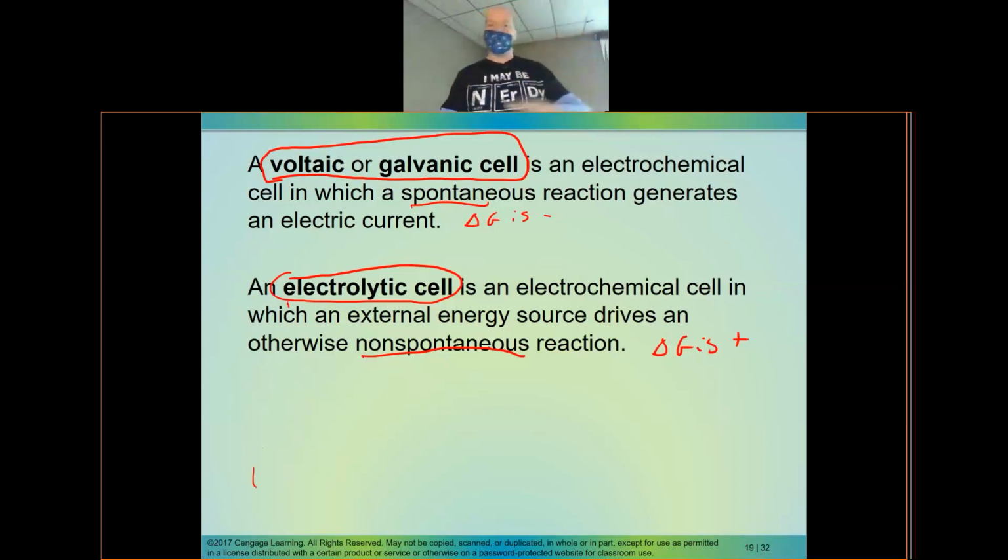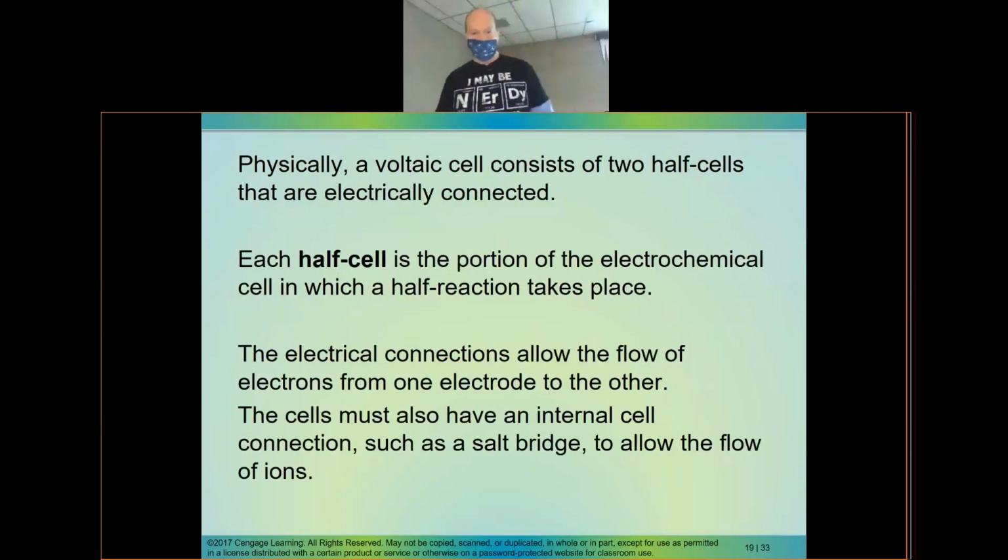In this voltaic cell, this galvanic cell, we know it's spontaneous. And in this electrolytic cell, we know it's non-spontaneous. If it's spontaneous, your delta G is negative. If it's not spontaneous, your delta G is positive. So physically, a voltaic cell consists of two half cells that are electrically connected. A half cell is a half reaction. You're going to have an oxidation half reaction and a reduction half reaction.